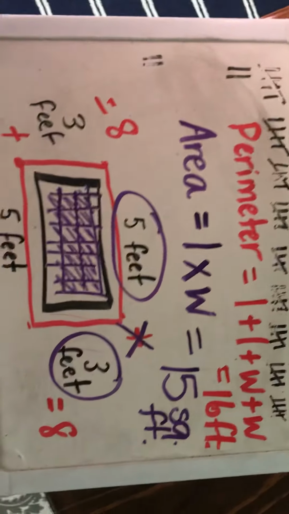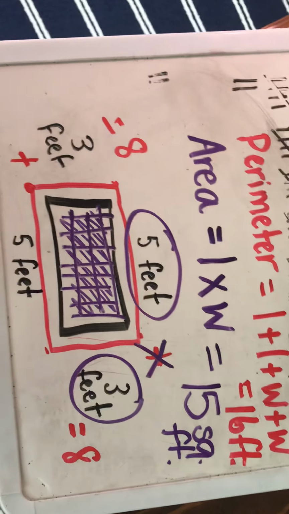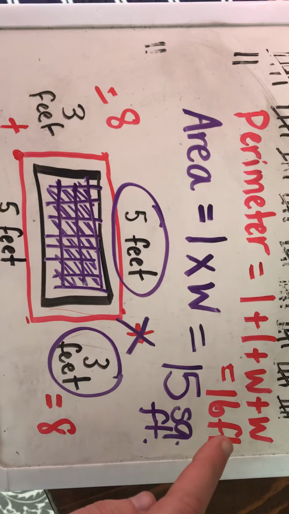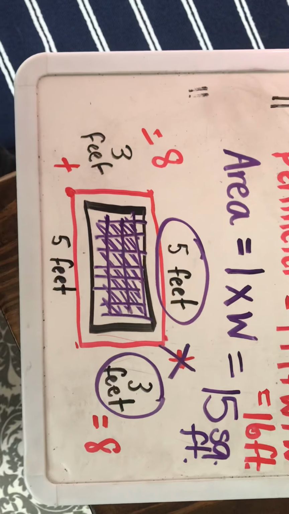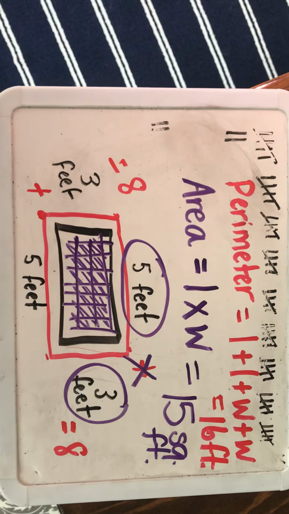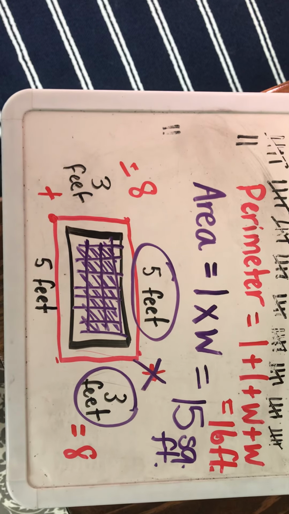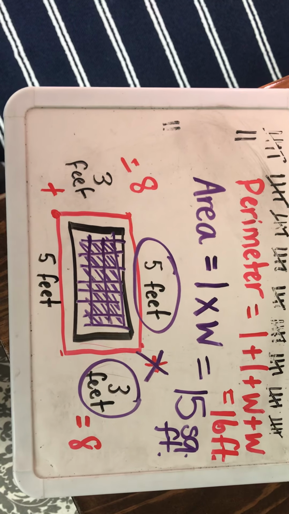And like I said, perimeter and area are not always the same. Sometimes they will be. If you notice, they were really close today. The perimeter was 16 feet and the area was 15, but it's important to calculate them separately because they more likely than not will be different answers.